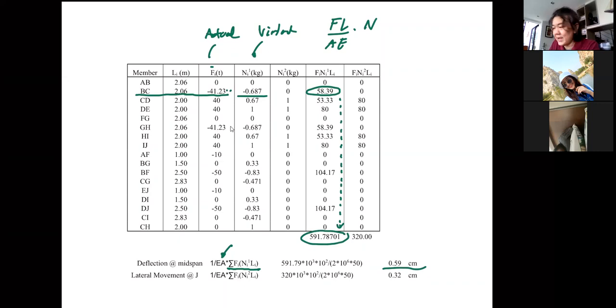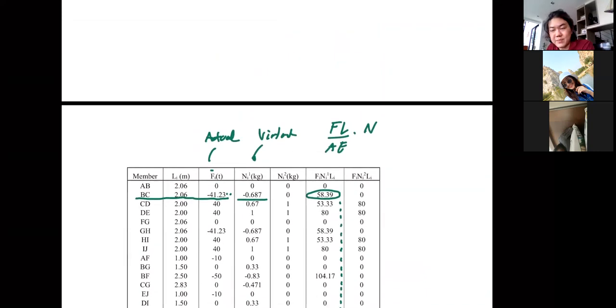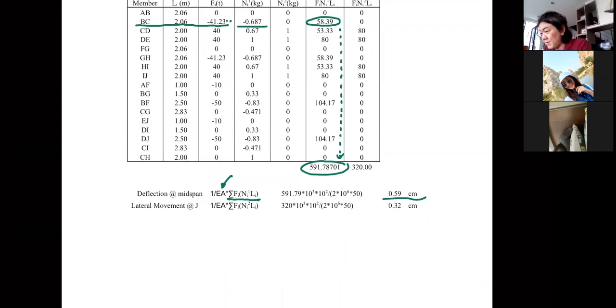Hang on. No, 2 meters. You can go back and check the geometry of the truss. I think it's pretty straightforward. Okay, so let me finish this first.